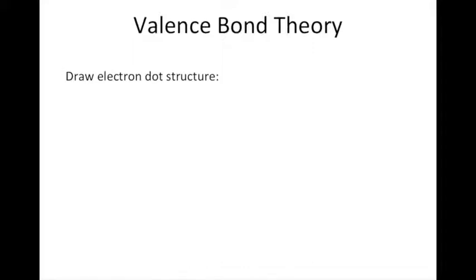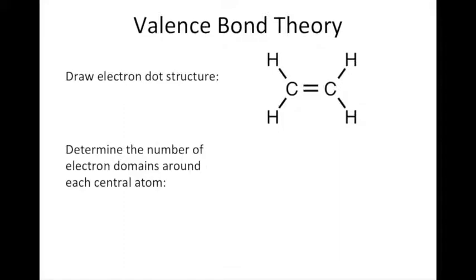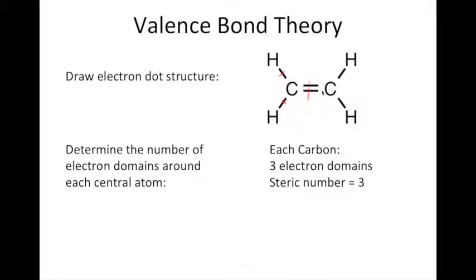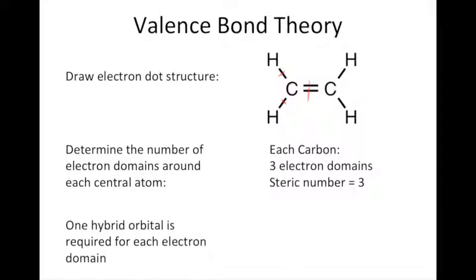So for C2H4, we of course want to draw our dot structure first. And here you can see we have a carbon-carbon double bond. Next thing, let's determine the number of electron domains around our central atom. We have 2 central atoms, so each one is basically identical. The number of electron domains, we have 1, 2, and a double bond counts as 1 electron domain. So each carbon has 3 electron domains, so each one has a steric number of 3.